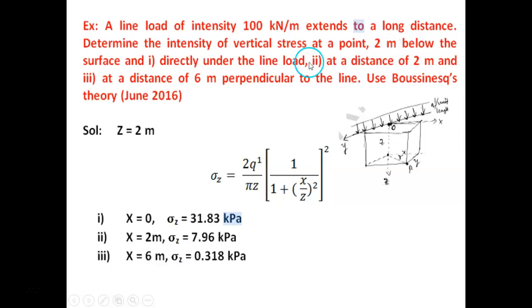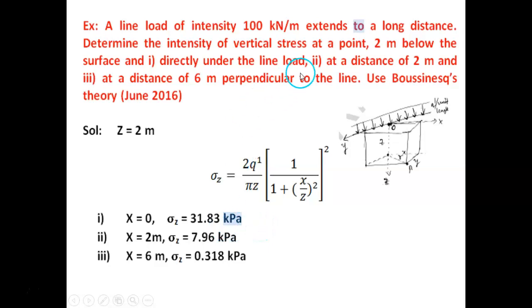So now we have to find the increase in vertical stress directly under the line load. Directly under the line load, the X value is 0. In the line load equation, we should take the X value as 0. So when you take X equal to 0 in the line load equation, you will be getting the increase in stress as 31.83 kilonewton per meter square.